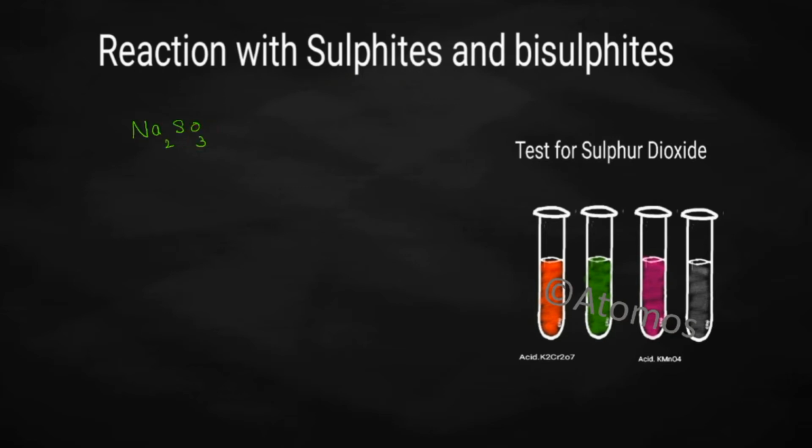Na2SO3. To that we are adding dilute hydrochloric acid. Remember, whenever you are adding a dilute acid to a sulfite, what will be the product of the reaction? Definitely one product obtained will be sulfur dioxide. Another product obtained will be water. Along with that, one salt also will be formed. In this case, what is the possibility of that salt? That will be sodium chloride. Got it? Easily we could predict the product of the reaction.